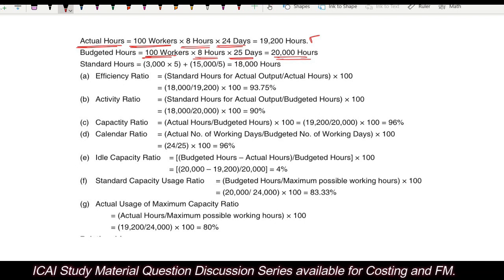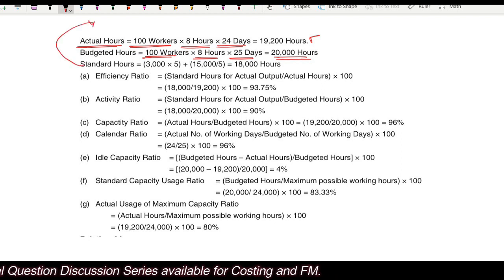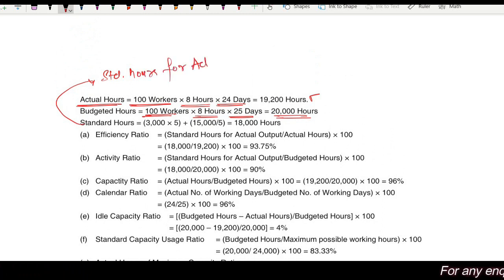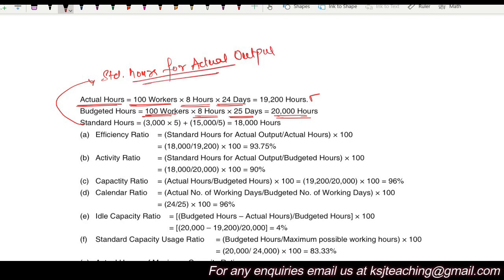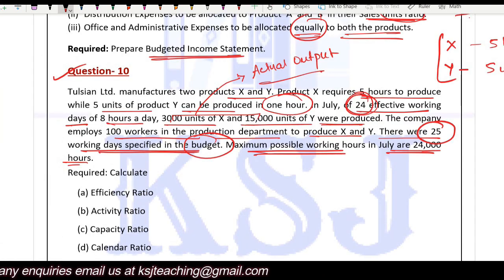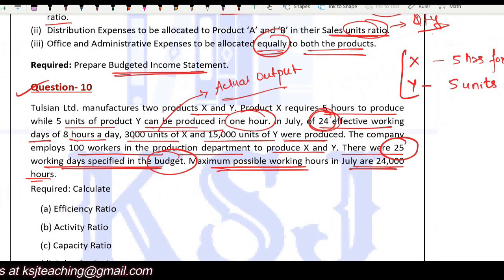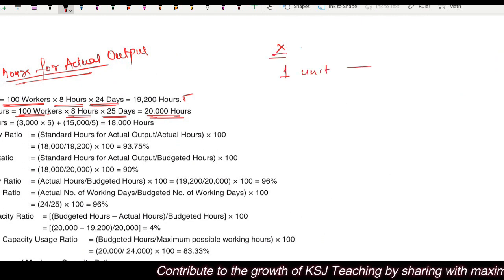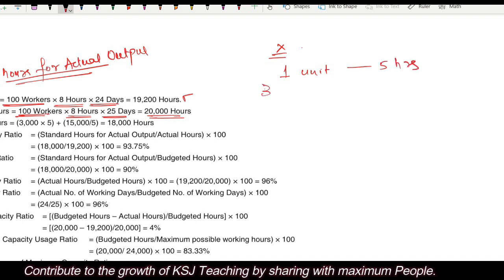Now, what about the standard hours for actual output? This is your standard hours for actual output, right? Talking about X first. For X, what they are saying is 5 hours for 1 unit, right? And the actual number of units manufactured is 3,000. Okay. For X, 1 unit, 5 hours. What about 3,000 units?